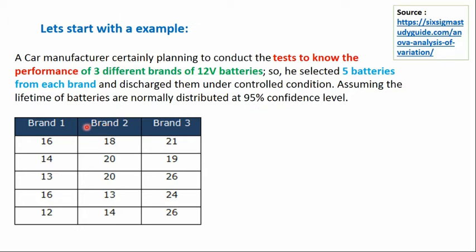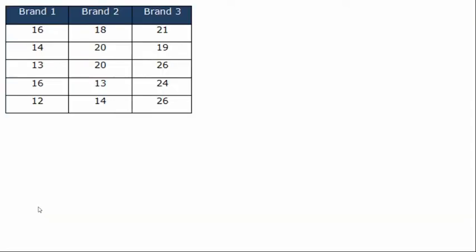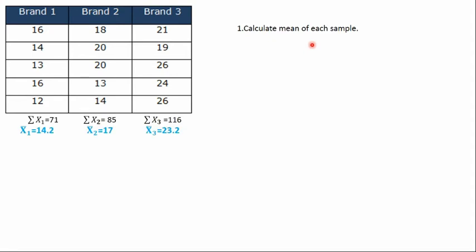This is the statement: brand 1, brand 2, brand 3. We have 5 items from each brand. Let's check the calculations. For this calculation, first step, calculate the mean of each sample. To get the mean of the first sample, 16 plus 14 plus 13 plus 16 plus 12, total is 71. Divided by 5, we get 14.2. In this way, I will calculate the mean for brand 2 and the mean for brand 3.